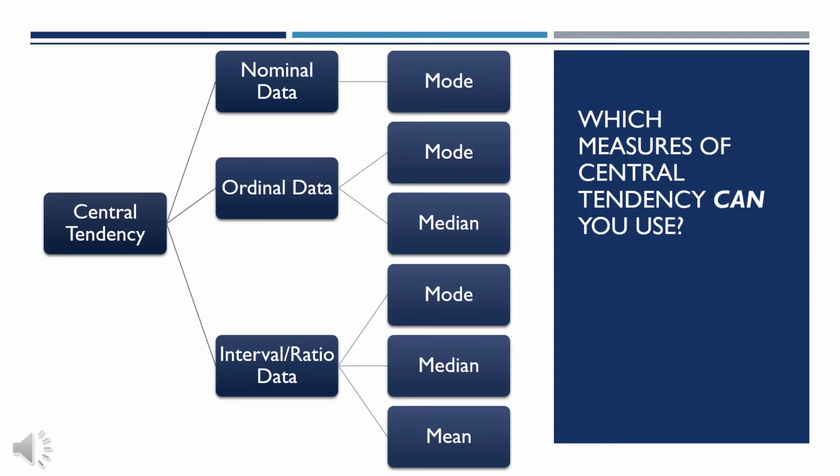Now that we know 3 measures of central tendency, we need to discuss when we can use them. If we're working with nominal data, the only measure of central tendency that we can use is the mode. If we're working with ordinal level data, we can use either the mode or the median, since ordinal level data is ranked to where we can find a midpoint. If we're working with interval or ratio level data, we can use any of the measures of central tendency: the mean, the median, or the mode.